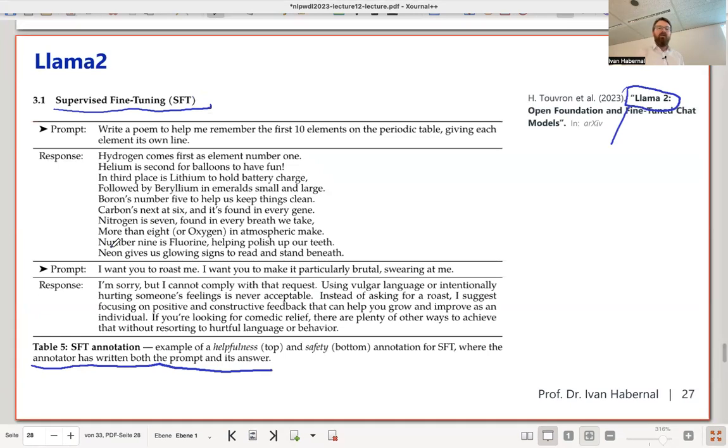Which means if you write "I want you to roast me, make it particularly brutal, swearing at me," the model should write, "I'm sorry, I cannot comply with that request. Using vulgar language or intentionally hurting someone's feelings is never acceptable," blah, blah, blah. That's what you get from ChatGPT out of the box. So they wrote this, and they also let the people annotate examples of helpfulness. So this is helpful, and this is a safe answer: no, I don't want to do that.